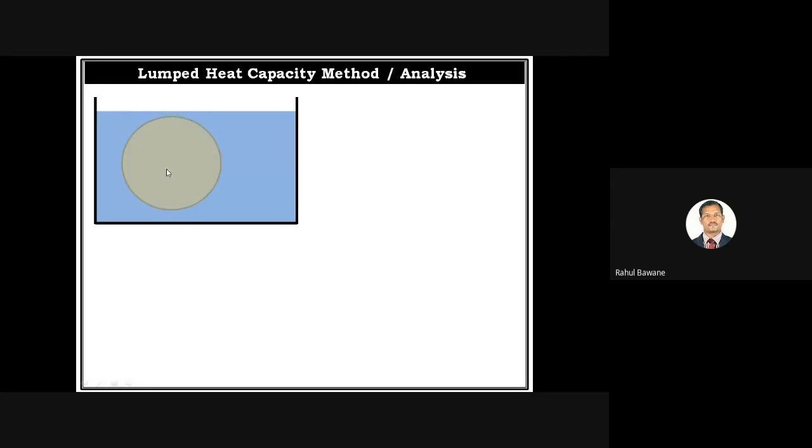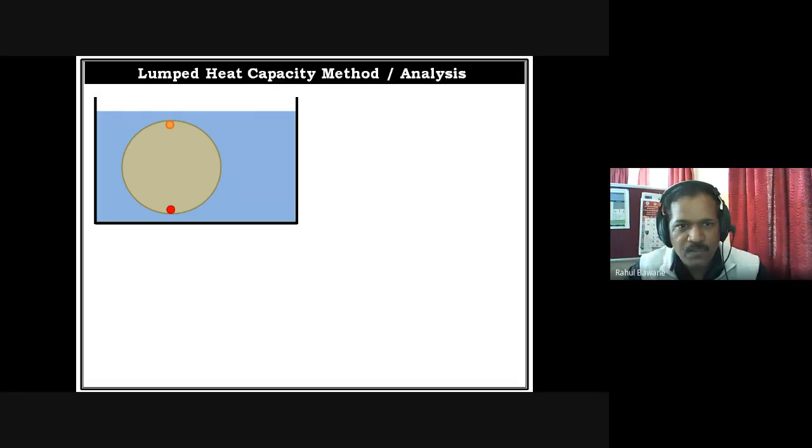and that sphere is inserted into this liquid. Let me start again. Suppose that sphere is heated up to some high temperature, and then for quenching we insert it into this fluid. Now what happens? Suppose I am going to measure temperatures, the temperature at a bottom point and the temperature at a top point. Is there any difference? Anyone please reply. Or will the bottom and top point temperatures be the same?